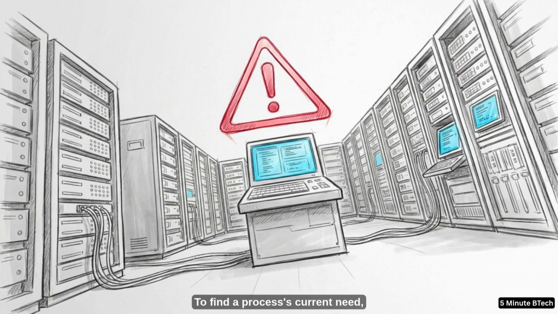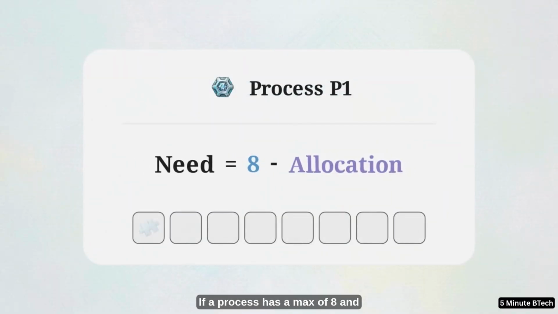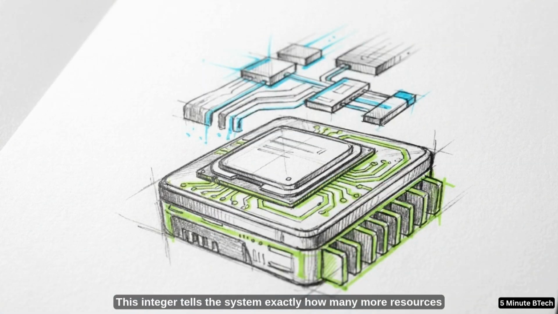To find a process's current need, the system subtracts its current allocation from its maximum need. If a process has a max of 8 and an allocation of 3, its need is 5. This integer tells the system exactly how many more resources the process requires to finish its work and release its held assets.